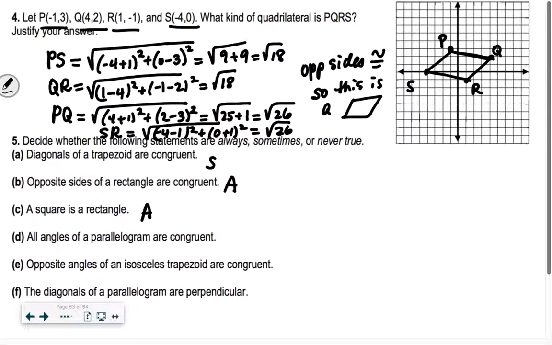All angles of a parallelogram are congruent. Sometimes, if it was a rectangle or a square, right? So we're going to say sometimes.